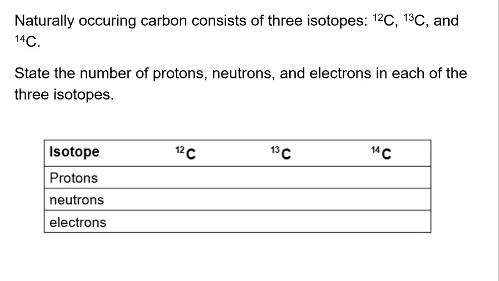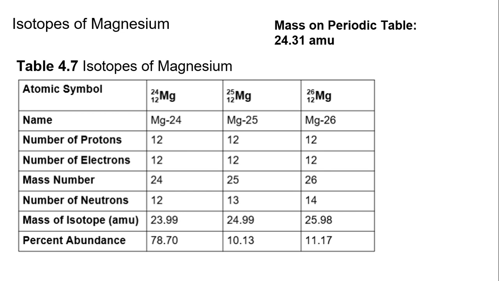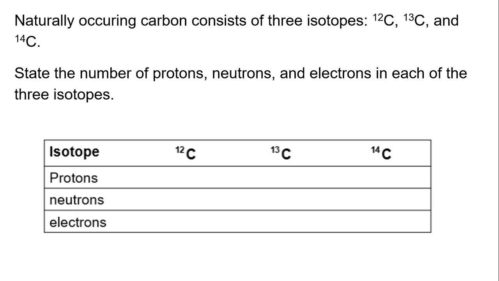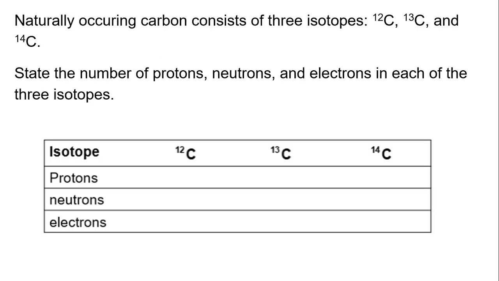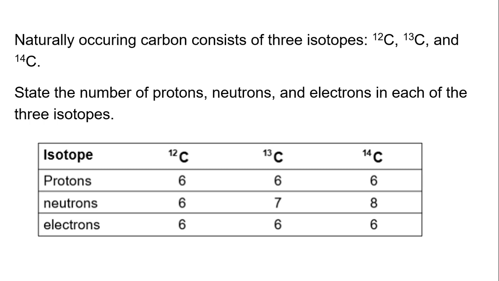So carbon also has isotopes. It has carbon 12, carbon 13, and carbon 14. And that's how you would speak of these: magnesium 24, magnesium 25, magnesium 26. So this is asking for a breakdown just like what we did here.